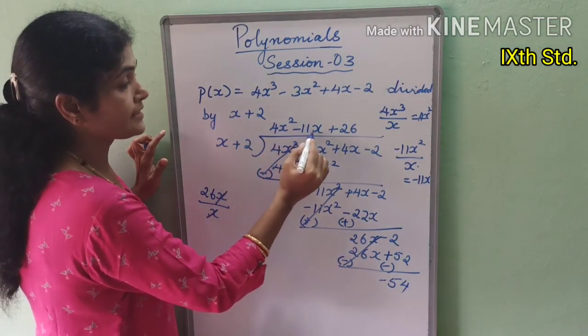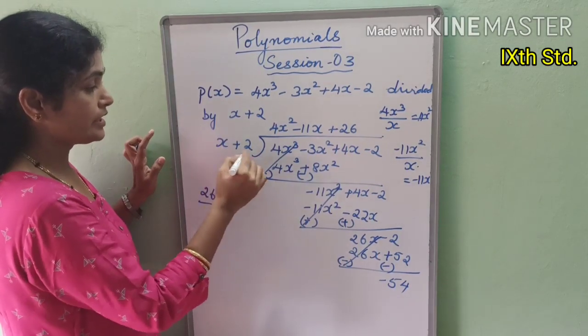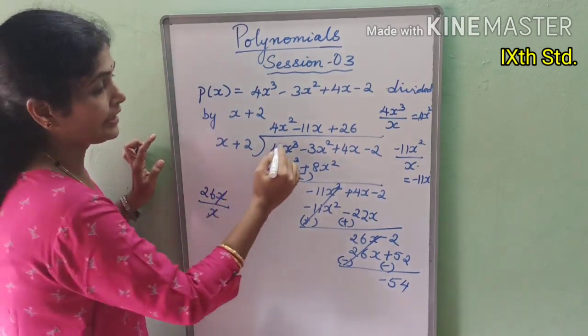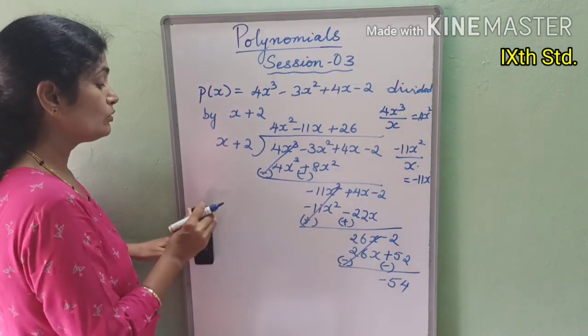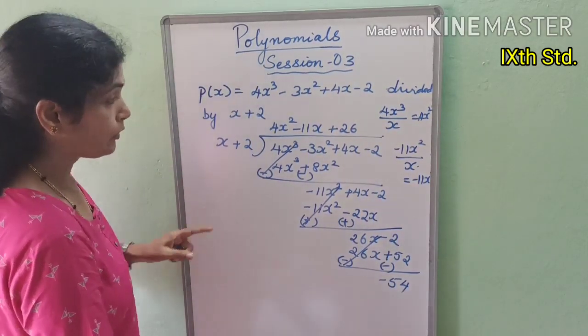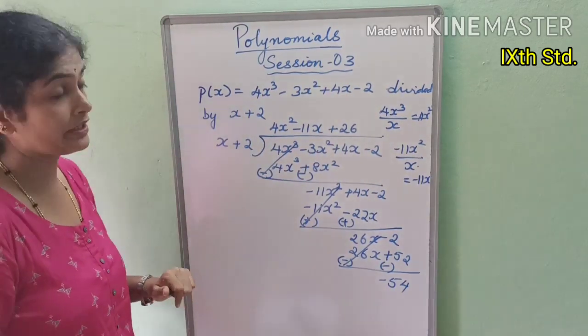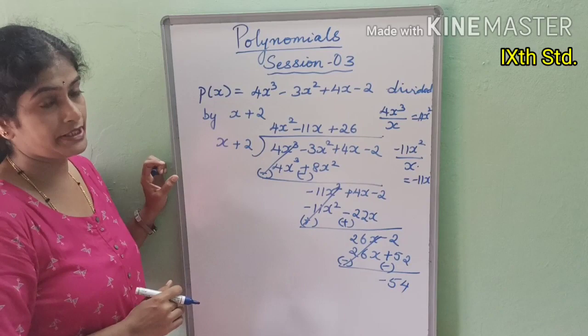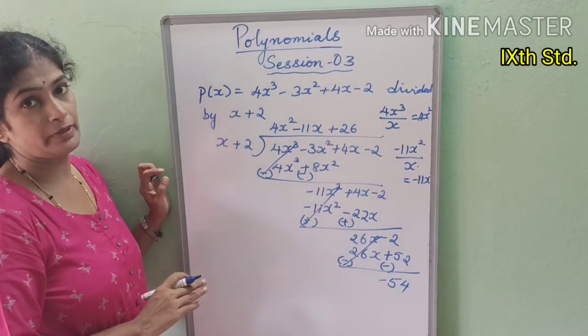4x square minus 11x plus 26 is the quotient. This is the divisor, x plus 2, and as you know, this p of x is the dividend. Correct? So this is how you divide a polynomial with a linear polynomial. Okay, a polynomial is divided by a linear polynomial. Fine. This is the long division method.